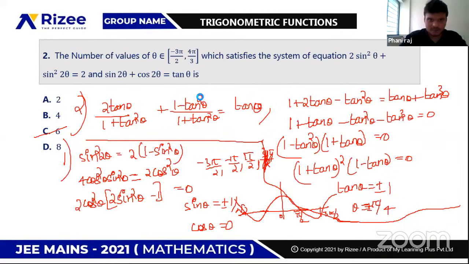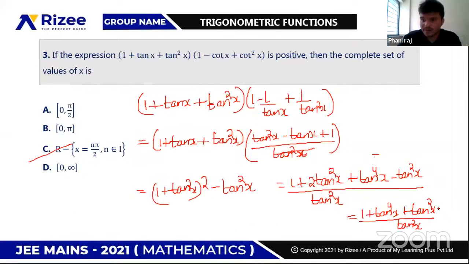Cool? So option C is correct. Need not be for 0 to pi by 2. Everywhere it's positive. We are not using any specific property of x. So remember this. Always it's positive, but tan x should not be infinity, otherwise this will be undefined. So just removing that from the main things. That's it.